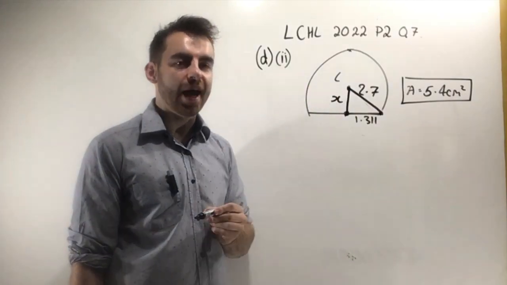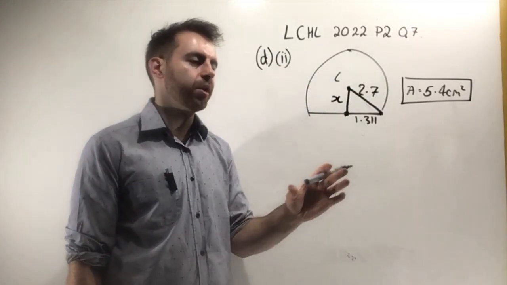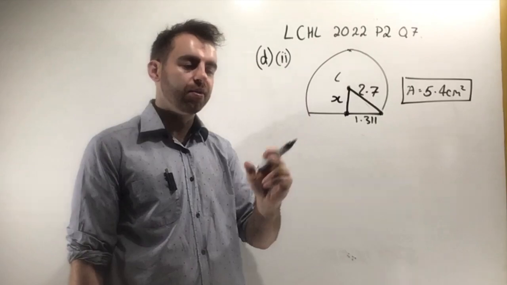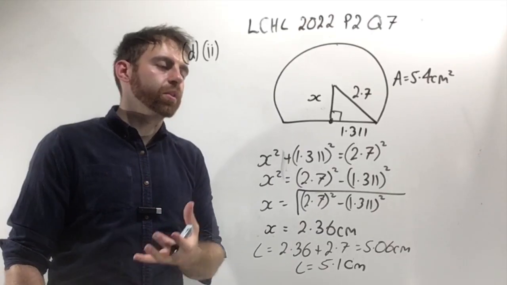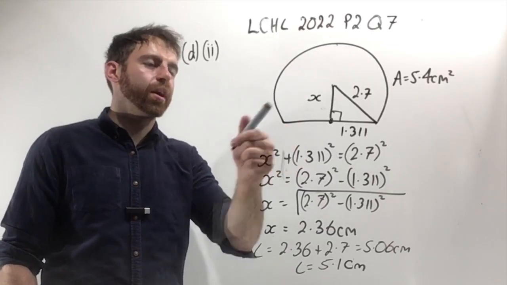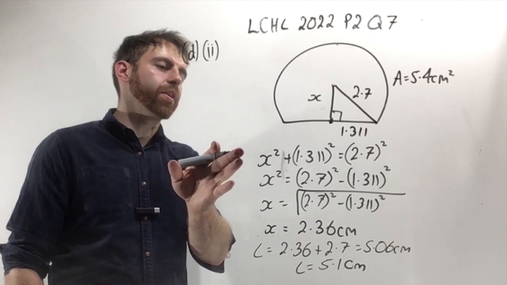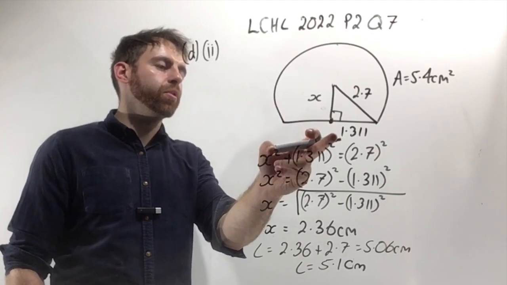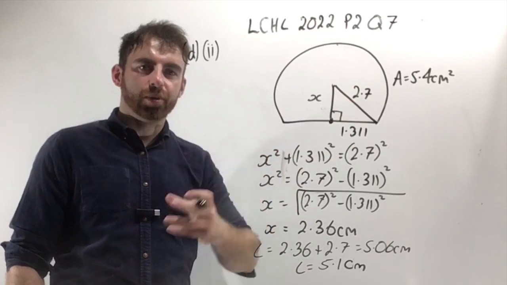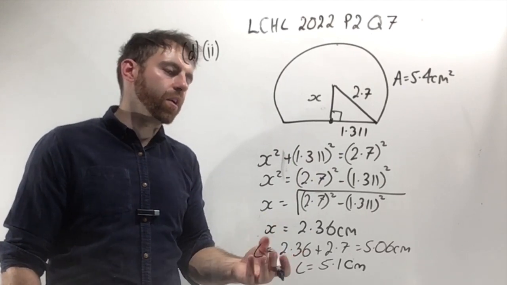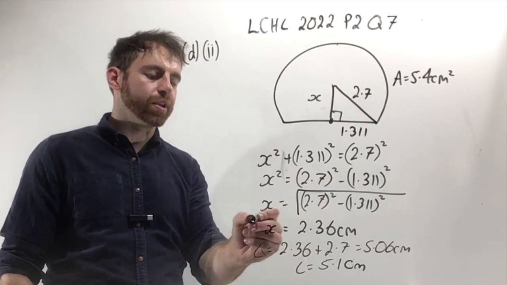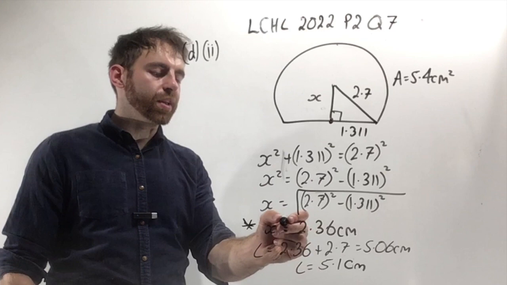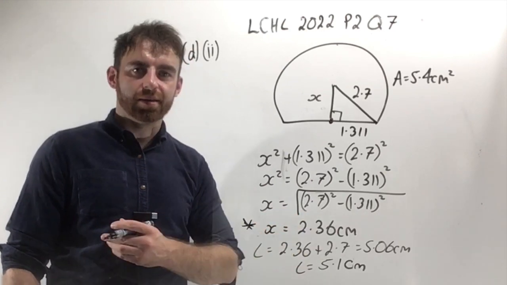Let's refer to it as x for a moment. We're going to use Pythagoras theorem to work out the value of x. So all we have to do is sub into Pythagoras theorem to work out a value for x. I started off here, I said x squared plus 1.311 squared equals 2.7 squared. And the first few lines are fairly straightforward. You're just using your Pythagoras theorem and you end up with x is 2.36 centimeters.